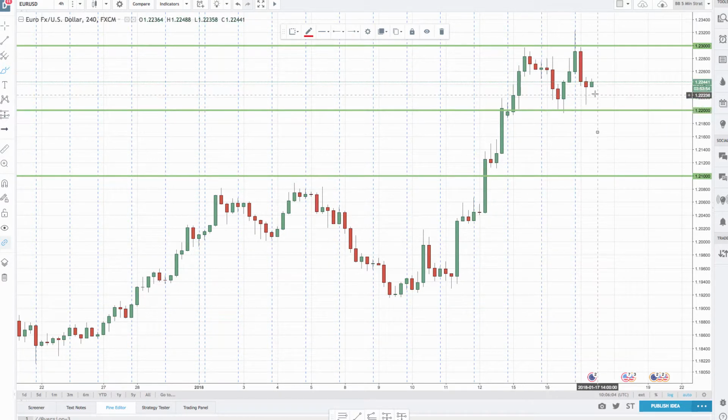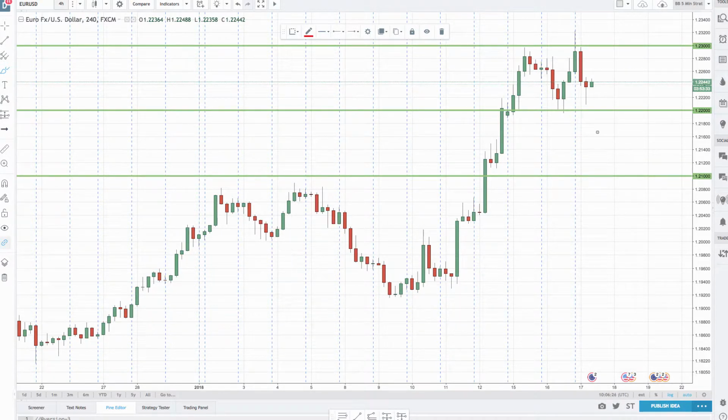Now you can say that the more times it bounces off of a point, the stronger that level becomes. But there is also another school of thought saying that the fourth time it's tested is the time it's going to break through that line as well. So there's no exact science to this. It is just a way to hopefully identify where price is going to go.